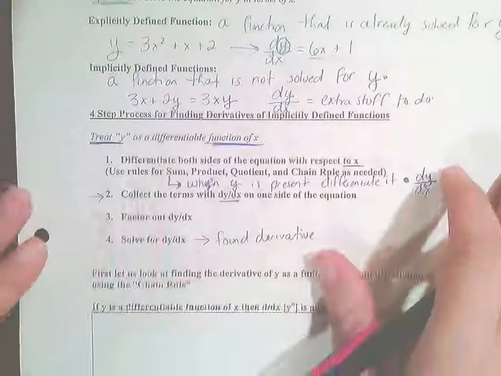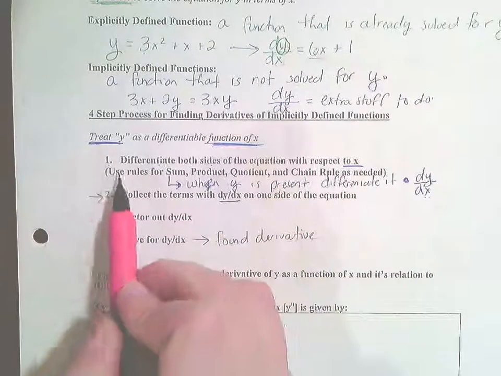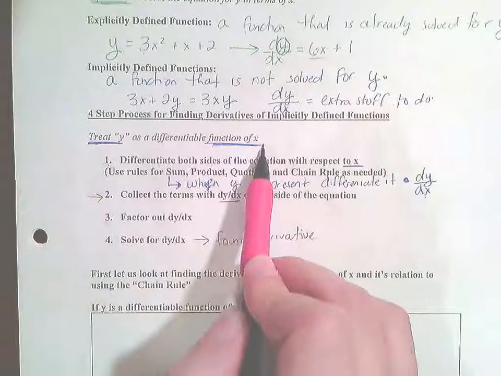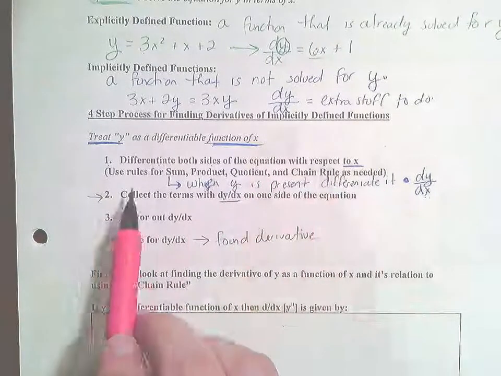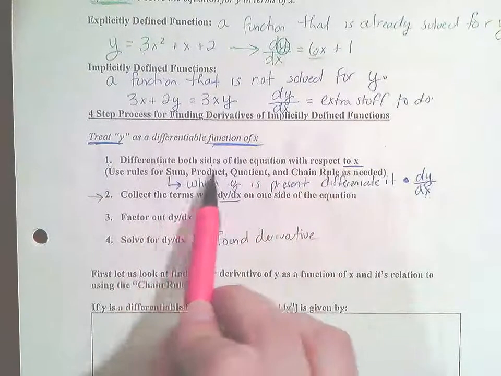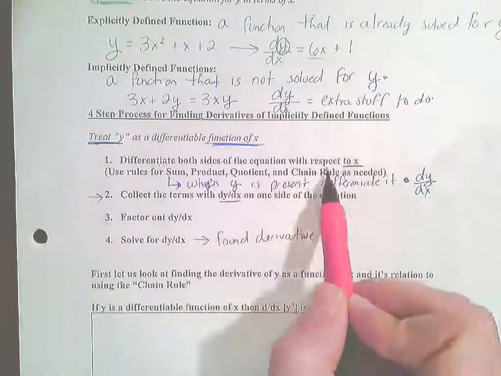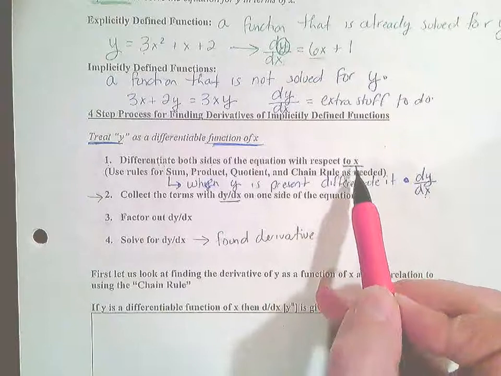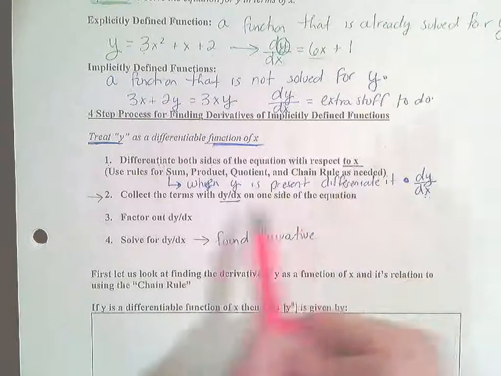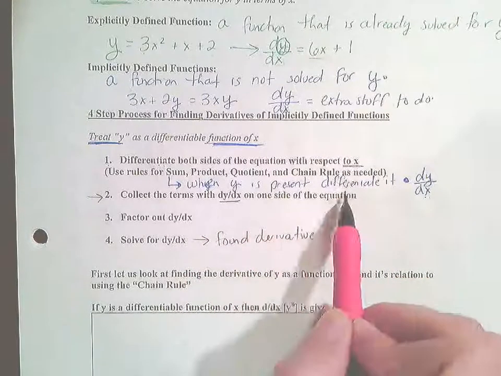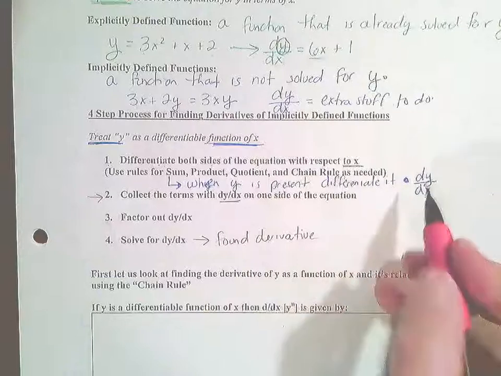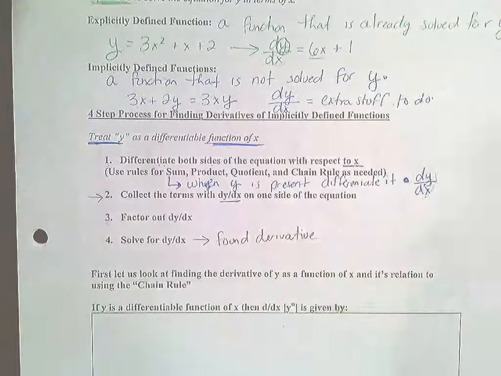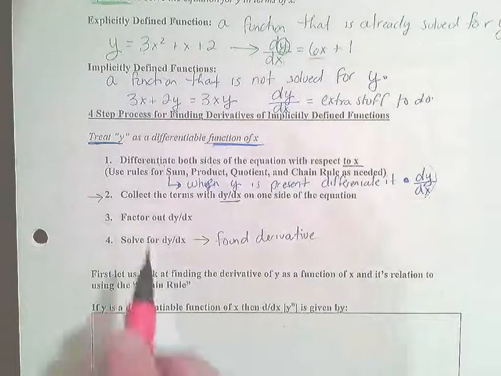So the four-step process, we already went over this in class. Remember, we're going to treat y as a differentiable function of x, but we're going to add something to it. So step one, differentiate both sides of the equation with respect to x. That means when y is present, we differentiate it, but then we have to multiply it by dy dx.